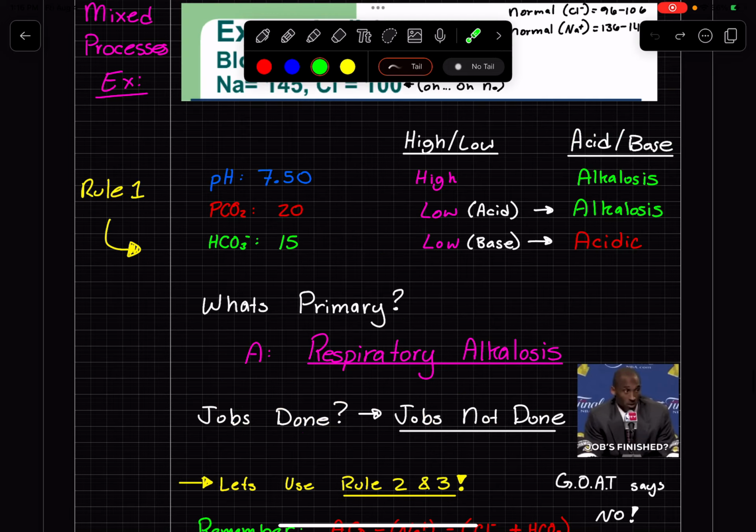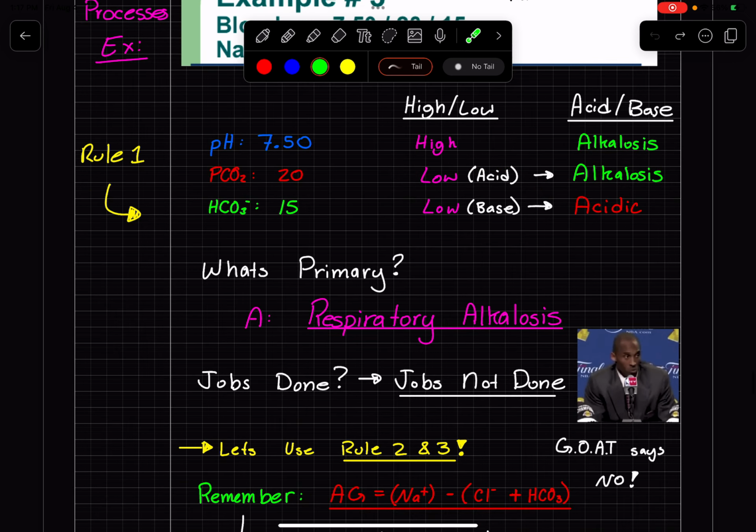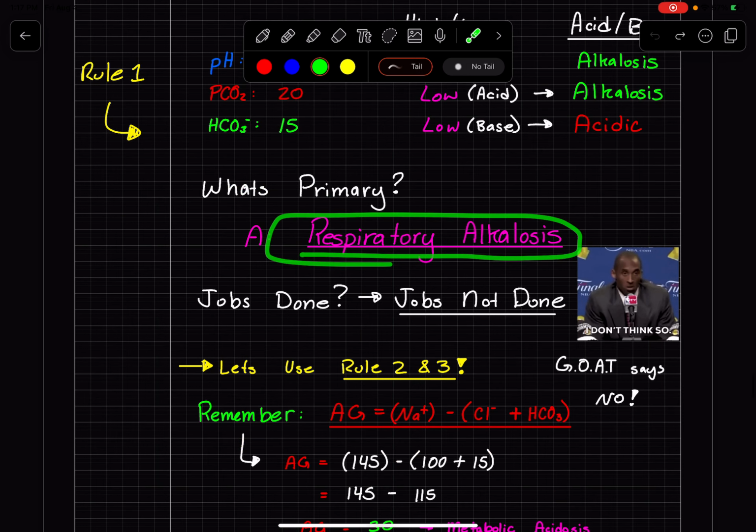Okay, so let's ask ourselves, what's primary? Again, how do we find primary? We look for the mimic. Okay, the mimic. Let's go look at it. pH is alkalosis. Go look for another alkalosis. The other alkalosis, oh, look at that. CO2. CO2 is the other alkalosis. So we found the alkalosis in our answer from the pH, because the pH said it was alkalosis. And then we said, okay, which one mimics? CO2 mimics, and CO2 is a respiratory process. So our primary process is respiratory alkalosis.